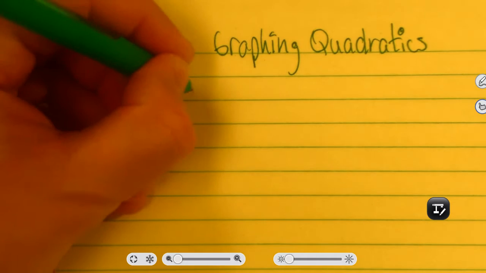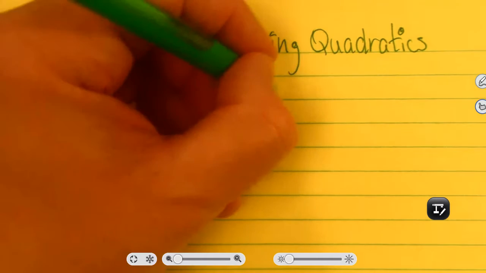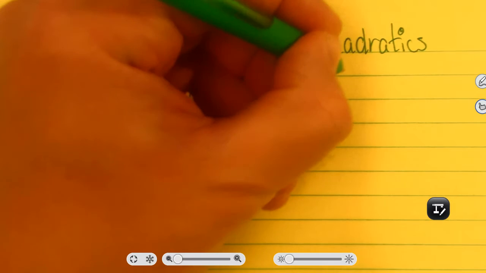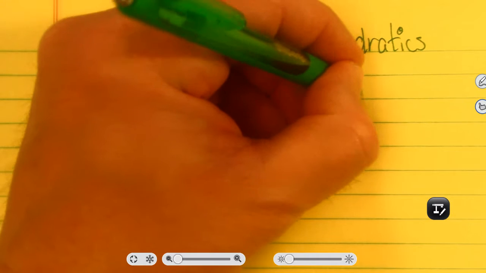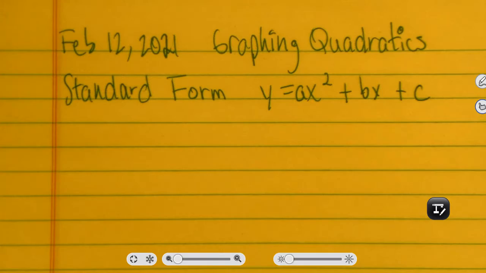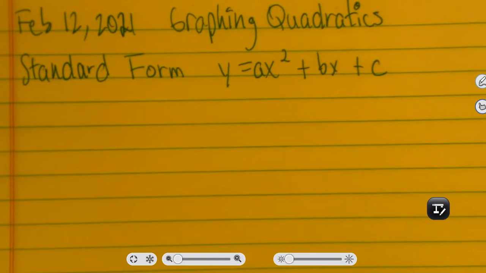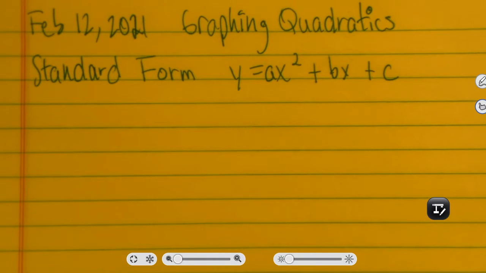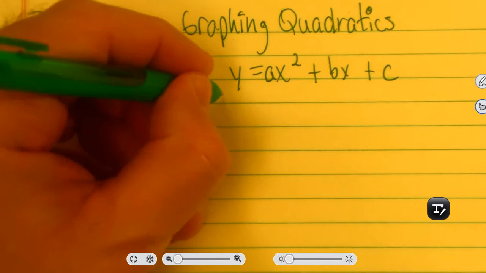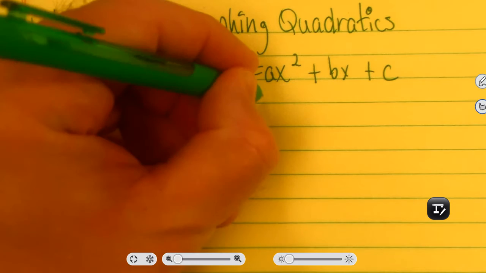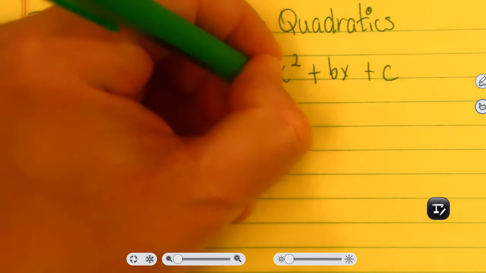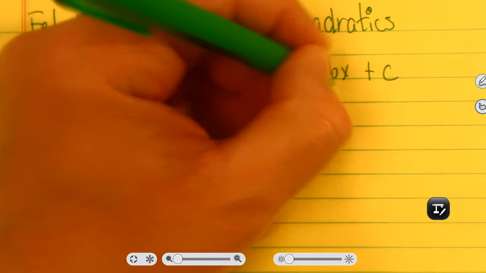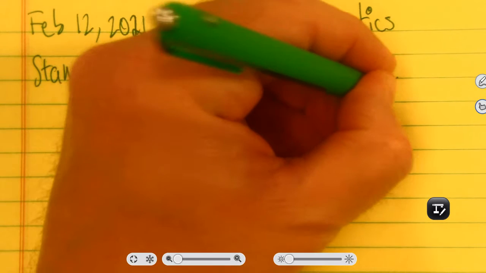But the standard form is y equals x squared. Remember, it's ax squared plus bx plus c, okay? We talked about that before. We know that a, b, and c are coefficients of x squared, x, and then the constant. But I also want us to understand that that same thing could be written as a function. Remember, y and f of x is interchangeable. So you also might see it written this way: f of x equals ax squared plus bx plus c.